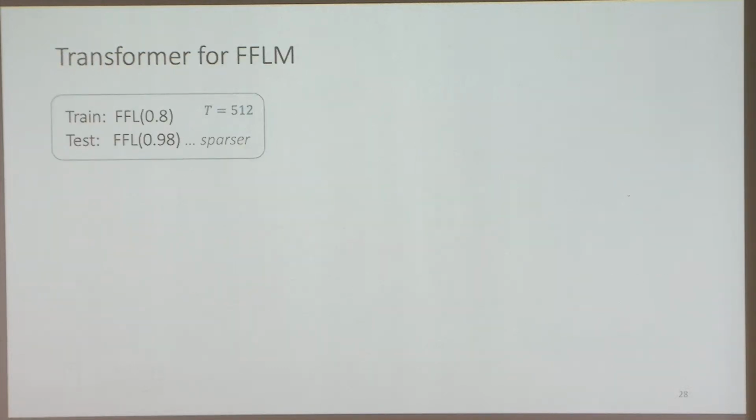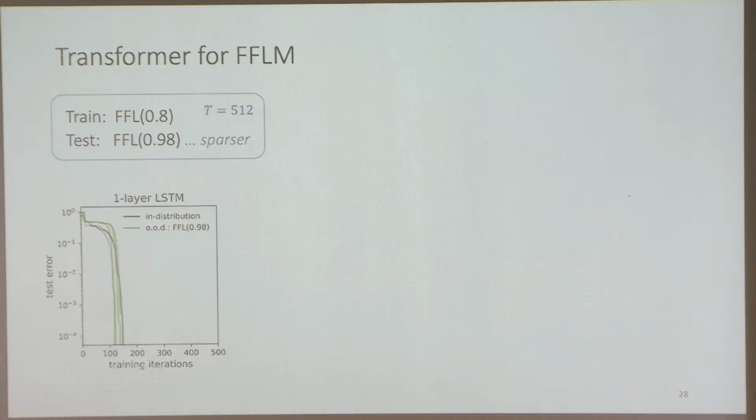Okay, so now these are the results. We're going to train flip-flop by setting P of I to be 0.8. Then for test time, we're going to increase the P of I to 0.98. And that is, we're trying to test on sparser sequences with fewer lengths. And remember that we're always fixing the sequence length to be 512, so there's no length generalization.